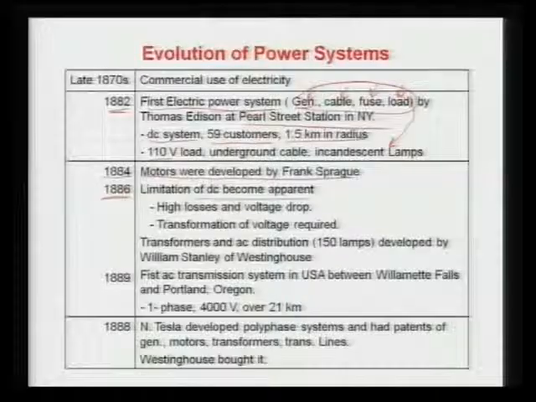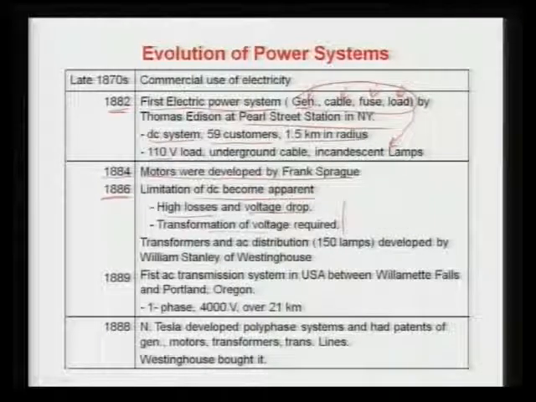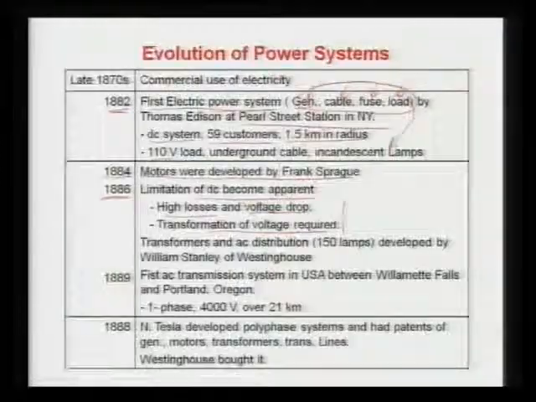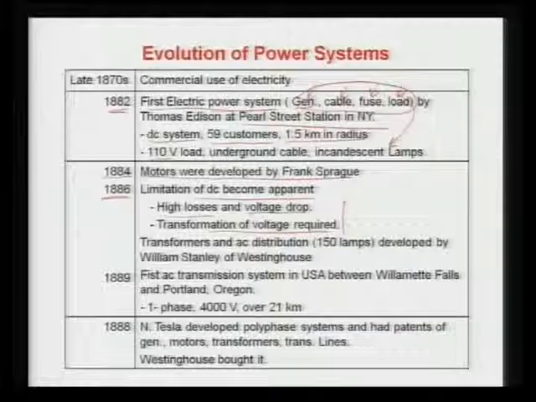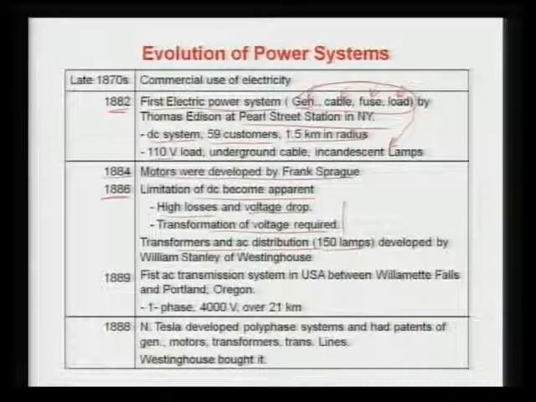So, the motors were added in the system, but in 1886 the limitations of the DC system became apparent in two aspects: voltage drop and high power loss. To minimize this, we require transformation of the voltage, which was not possible with the DC system. So, people started thinking of a new one. At the same time, the transformers and the AC distribution system of 150 lamps, developed by William Stanley for Westinghouse, were developed in 1886.